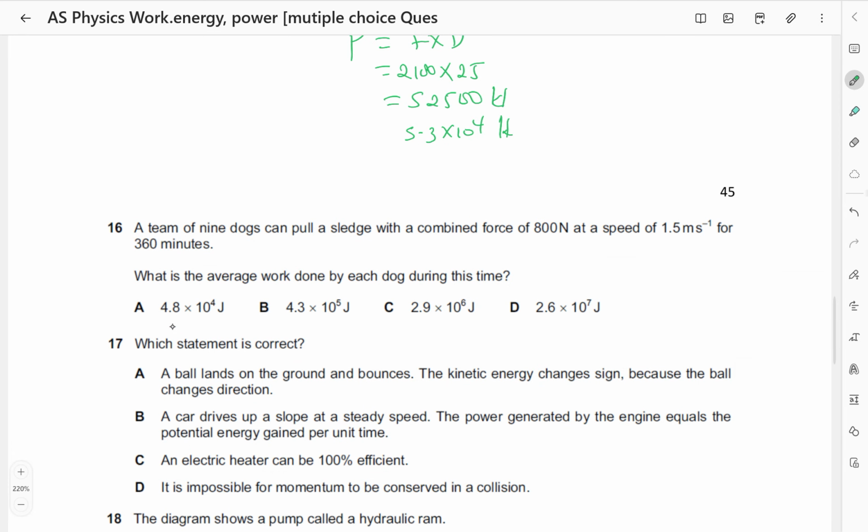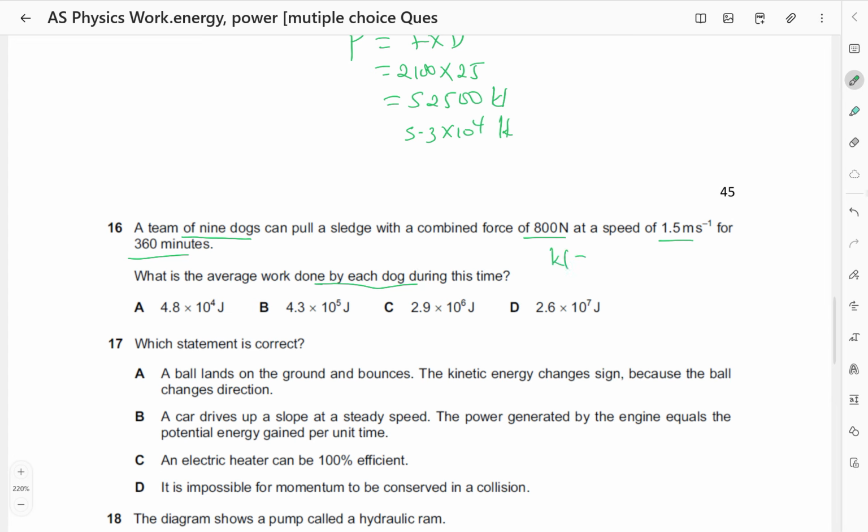A team of 9 dogs can pull a sledge with a combined force of 800 newtons. It is a team of 9 dogs at a speed of 1.5 meters per second for 360 minutes. What is the average work done by each dog? That is for one dog. What is the average work done by each dog during this time? Okay, let's find the total work. Of course, I'll just divide the total work done by 9.